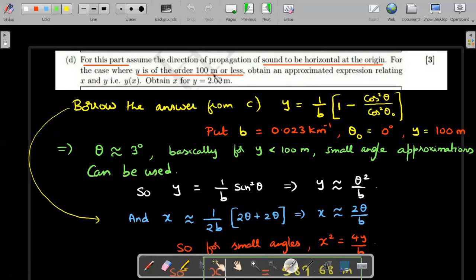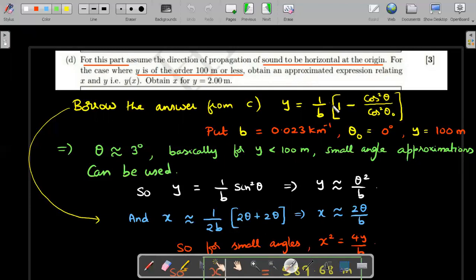Obtain x for y equal to 2 meters. So substitute and get the value. Okay, so I borrowed the answer from the C part that I got in the previous case, nicely substituted the given numbers. Theta naught is 0 and y was given as 100. I realized the value of theta comes out to be 3 degrees. Okay, 3 degrees is a very small value, and for 100 meters itself it is 3 degrees, so the angle below 100 meters should be lying between 0 and 3 degrees. So small angle approximations can be used up till 2 meters for sure.